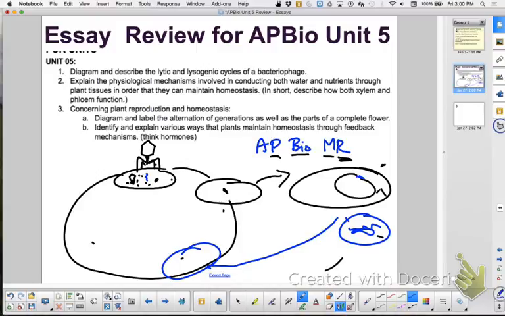Number two, explain the physiological mechanisms involved in conducting both water and nutrients through the plant tissues in order that they can maintain homeostasis. So if you're going to talk to me about xylem and phloem function, do you think it would be important to tell me about xylem and phloem first? Yeah. Xylem are what? Either tracheids or vessels, and they're tapered ends if they're tracheids, more like pipes if they're vessels. And then you would say they could be dead at maturity. And I would for sure talk about the TATC theory.